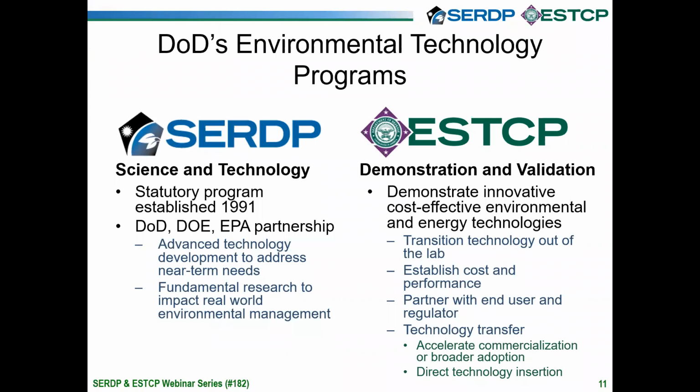We have two companion programs. The first is SERDP, the Strategic Environmental Research and Development Program. This is a traditional R&D program. It is a partnership between the Department of Defense, Department of Energy, as well as the Environmental Protection Agency. And very specifically, what we're doing is to develop technologies to address the near-term needs in the realm of environmental management. The companion program is ESTCP, the Environmental Security Technology Certification Program. And this is a demonstration validation program, which is a little unique to most funding agencies.